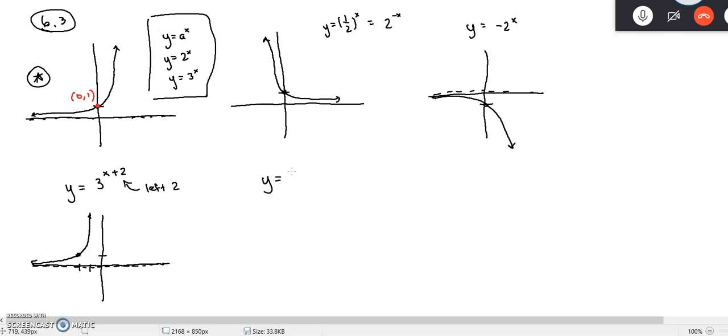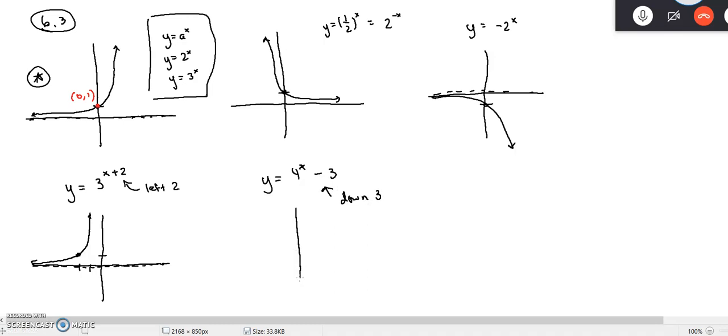Let's try another one. Let's say we've got 4 to the x minus 3. So 4 to the x we know looks like this one, the starred one on the left. The minus 3 is not in the exponent, it's outside the exponent, so it's going to be a shift up or down. And we're going to shift down 3.